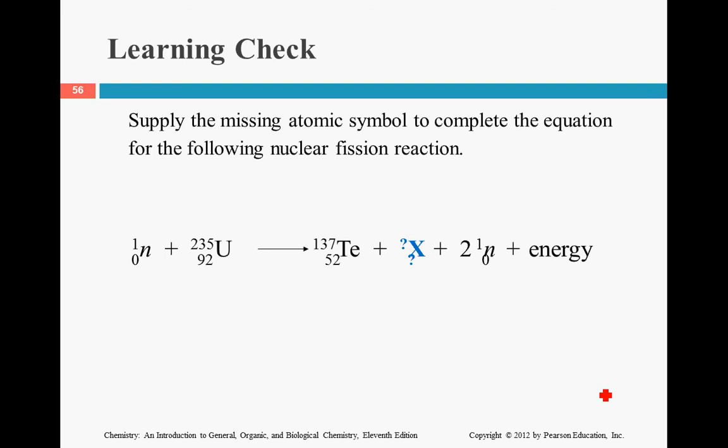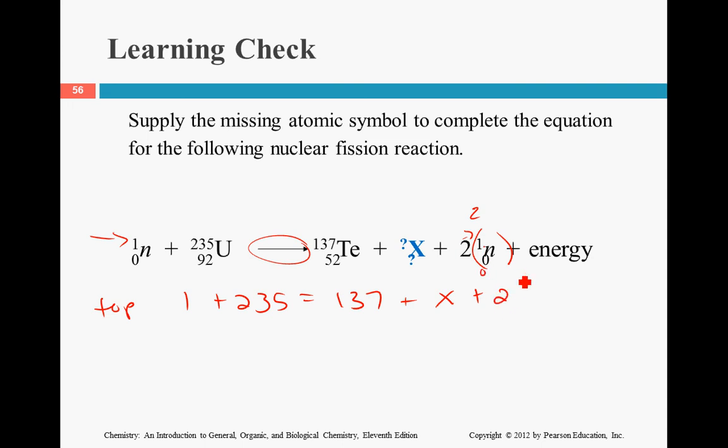So, to do these equations, do them just like you would any other nuclear reaction. The left has to equal the right. So, if I look at the top one first, we have 1 plus 235. The arrow means equal. 137 plus x, because we don't know what that is. We have 2 neutrons here, so actually it's 2 up here and 0 down here, because 2 times 1. And then energy. So we've got to solve for x.